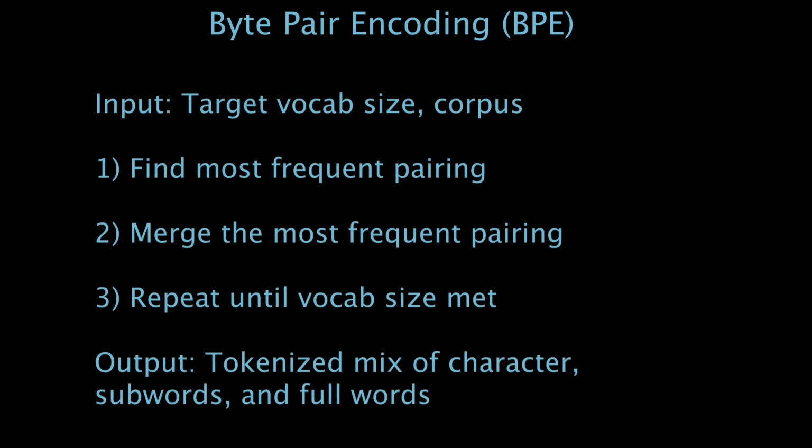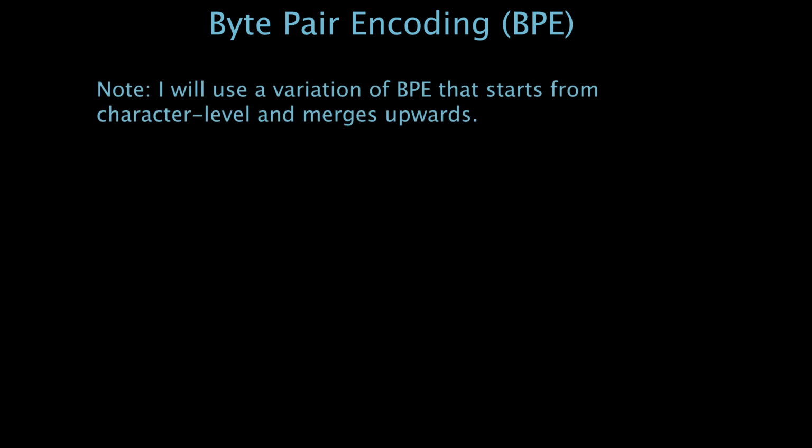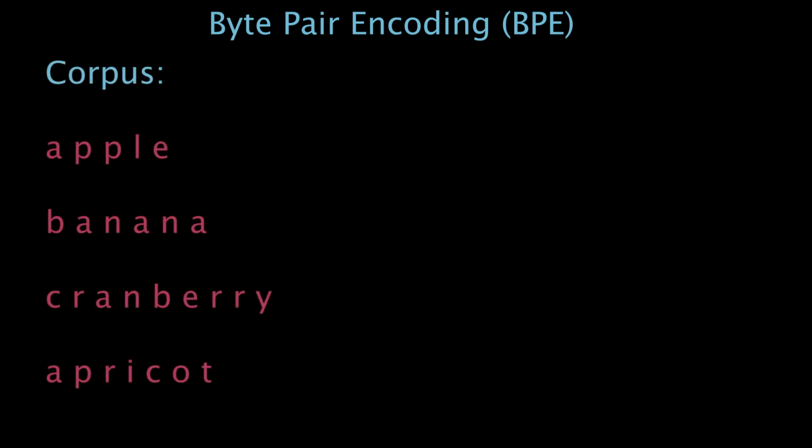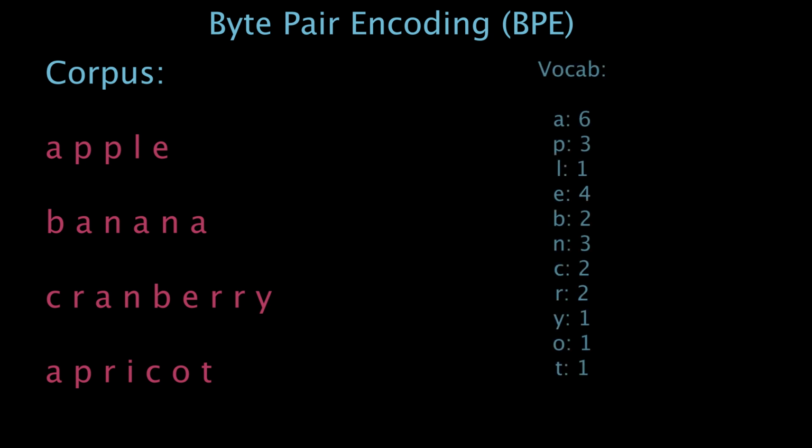BPE is a greedy algorithm which, in most variations, intakes a target vocab size, then iteratively merges the most frequently occurring pairs of characters in the corpus until the target vocab size is met. Let's walk through an example of how it works. Given the corpus apple, banana, cranberry, and apricot, the corresponding vocab and frequencies will be as follows.